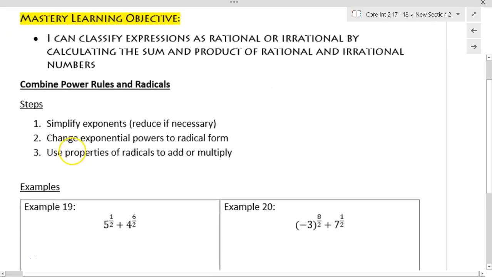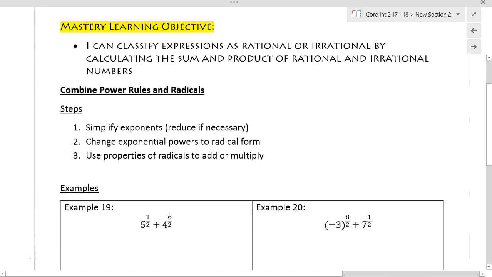Welcome to 1C.3 notes. Today, our master learning objective is actually the same as our last one. I can classify expressions as rational or irrational by calculating the sum and product of rational and irrational numbers.